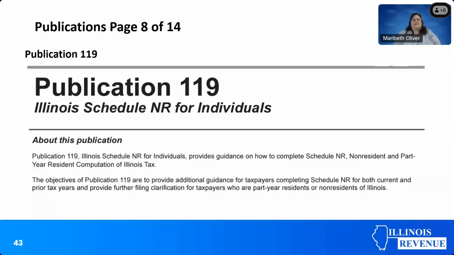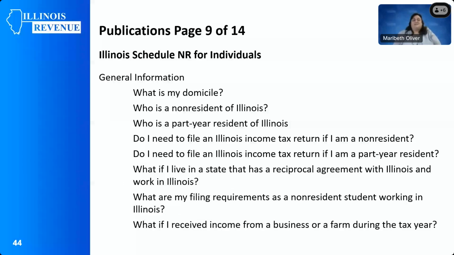One of the things it's going to help you figure out is, what is my domicile? Who is a non-resident? Who is a part-year resident? Do I need to file a tax return if I'm a non-resident? Do I need to file an income tax return if I'm a part-year resident? What if I live in a state that has a reciprocal agreement with Illinois and I work in Illinois? And the reciprocal agreement states are Iowa, Wisconsin, Michigan, and Kentucky. Nothing with Indiana, nothing with Missouri.